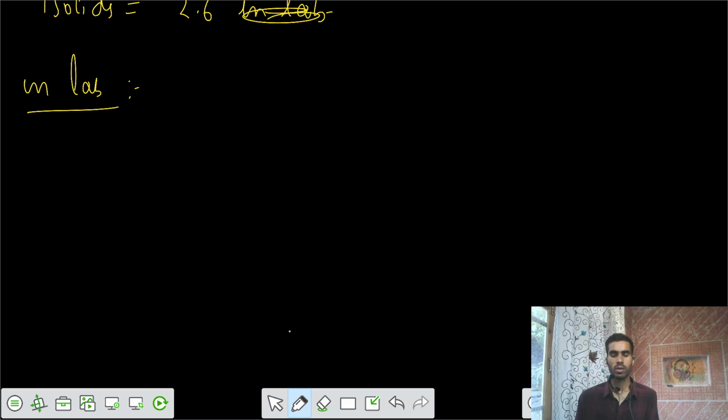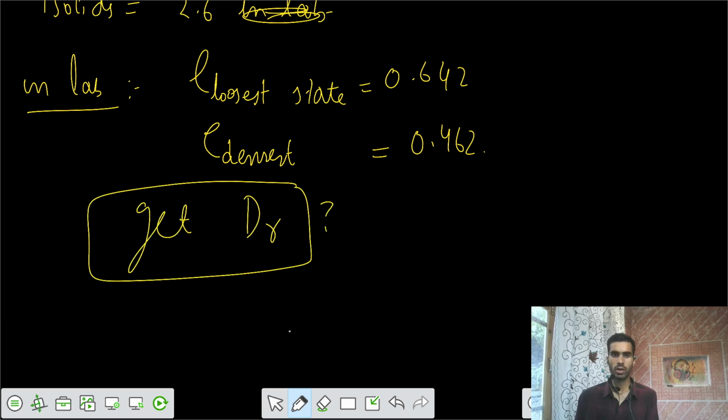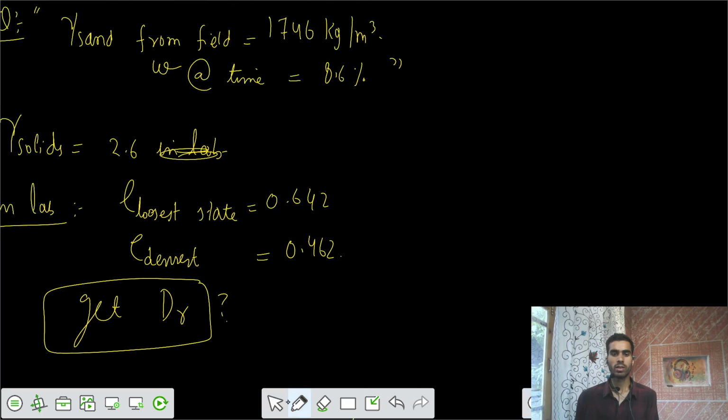In the lab we are saying that e in the loosest state is given to you as 0.642. E in the densest state is equal to 0.462. You need to calculate the relative density. So based on the equation we need to calculate relative density.